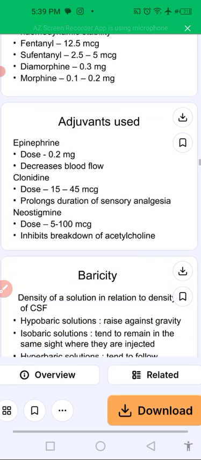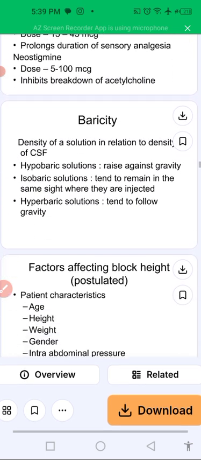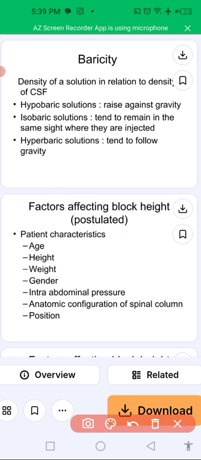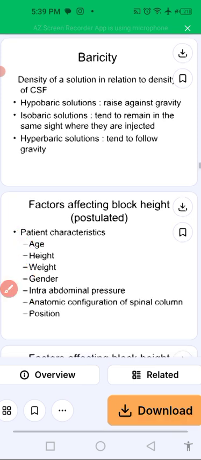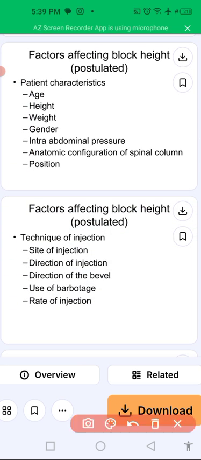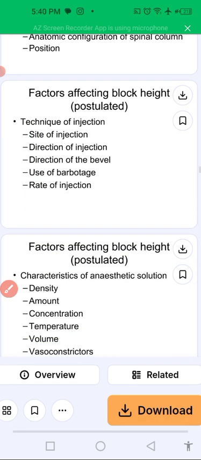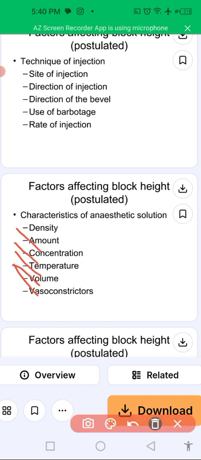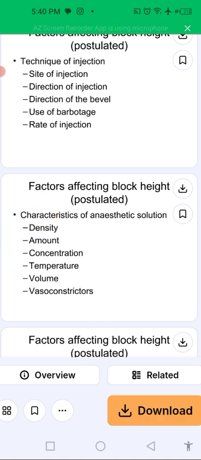Sometimes we can give other agents as well, but bupivacaine is given according to the baricity and also according to the patient's age, height, weight, gender, intra-abdominal pressure, and anatomic configuration of the spinal cord, position, as well as site of the injection, direction, direction of the bevel, and rate of injection. Faster rate can cause bradycardia and hypovolemia. Characteristics of the anesthetic solution are density, amount, concentration, temperature, volume, and vasoconstrictors as well.